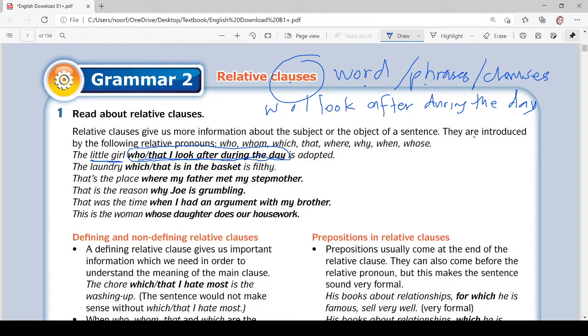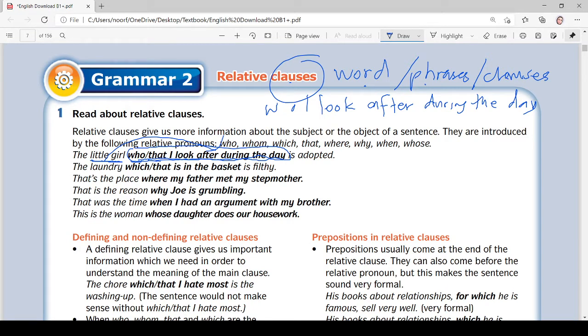Okay. They are introduced by the following relative pronouns. So, dia ni pula, orang little girl yang information banyak dia ni, kita introduce dia menggunakan relative pronouns. Yang tadi itulah who, whom, which, that. Tapi kita tengok mana yang sesuai lah untuk case ni. Little girl ni sesuai pakai who and that. Dia boleh dua-dua. The little girl who I look after during the day is adopted. Ataupun the little girl that I look after during the day is adopted. Ini adalah relative clause. Dia tambah information tapi kita menggunakan relative pronouns dekat depan dia.